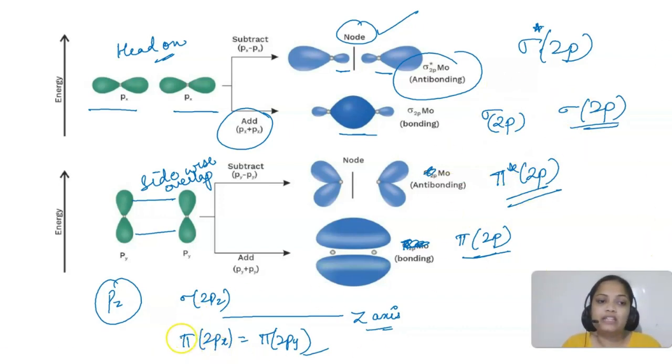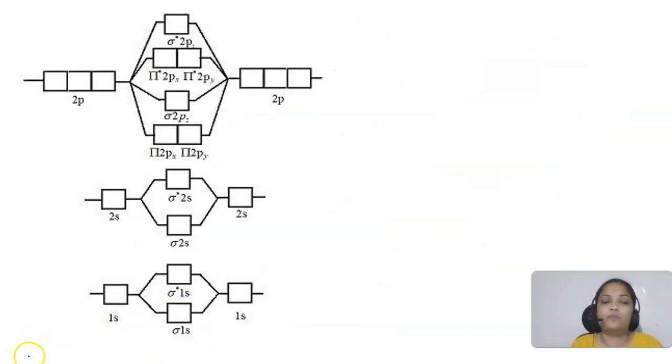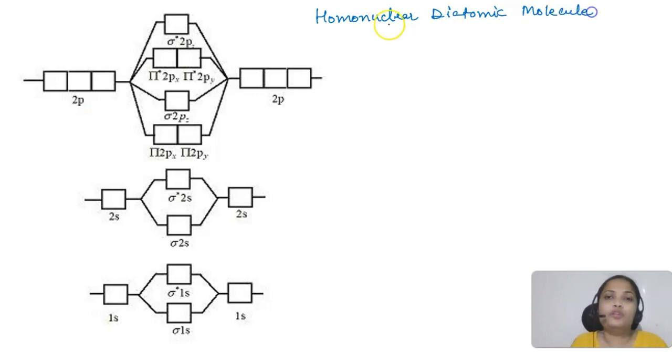Now we need to look at the energy level diagram. That is something important that we must know. This is the energy level diagram for a homonuclear diatomic molecule. Try to understand these words. Homonuclear means the same atoms are there, and diatomic means having two atoms only. For heteronuclear, the two atoms will be different. Here the atoms will be the same.